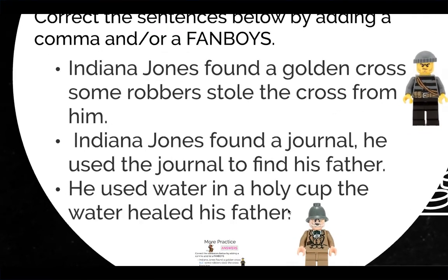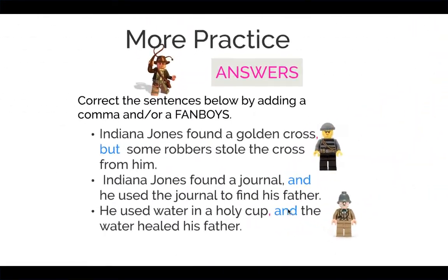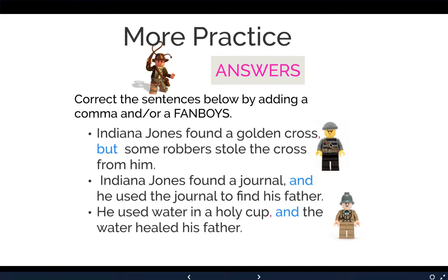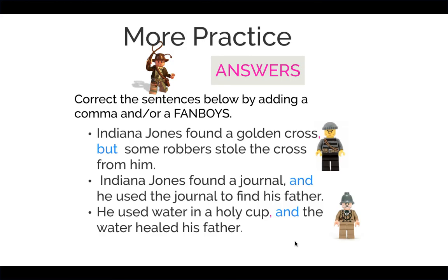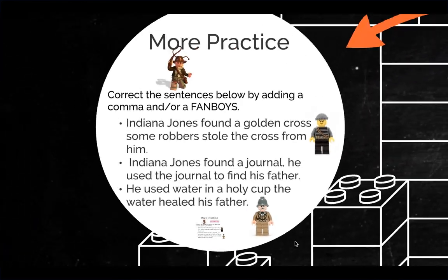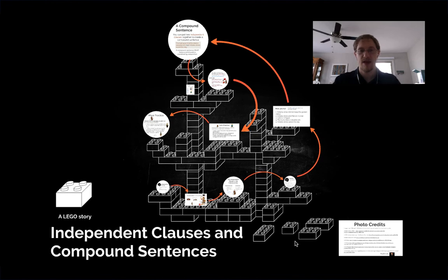Okay, here are your answers. Notice how there's a comma added for each of them, and then a fanboys added. Without the comma and fanboys, they are incorrect. Okay, so that gives you an idea about what independent clauses are and how to build compound sentences. Remember, compound sentences are two independent clauses put together, and they're joined together by a comma and a fanboys.